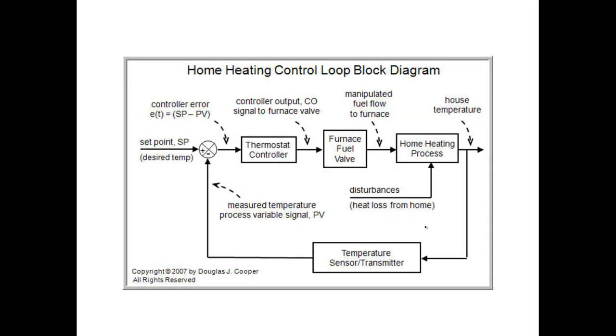Again, a typical example is a home heating control system, where you have a thermostat controller, a fuel furnace valve, and then the home heating process, with some disturbances, and you need to control this. The most important thing is the temperature sensor. If the temperature sensor's quality is good, then the house temperature can be controlled very well. If the quality is bad, it will have a direct impact on the output. You can look at the details later on.